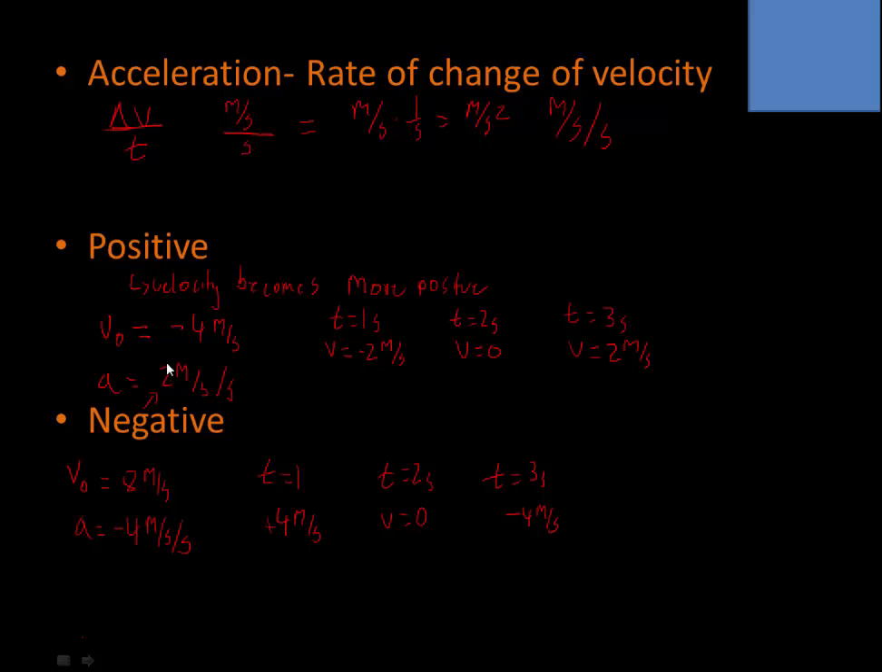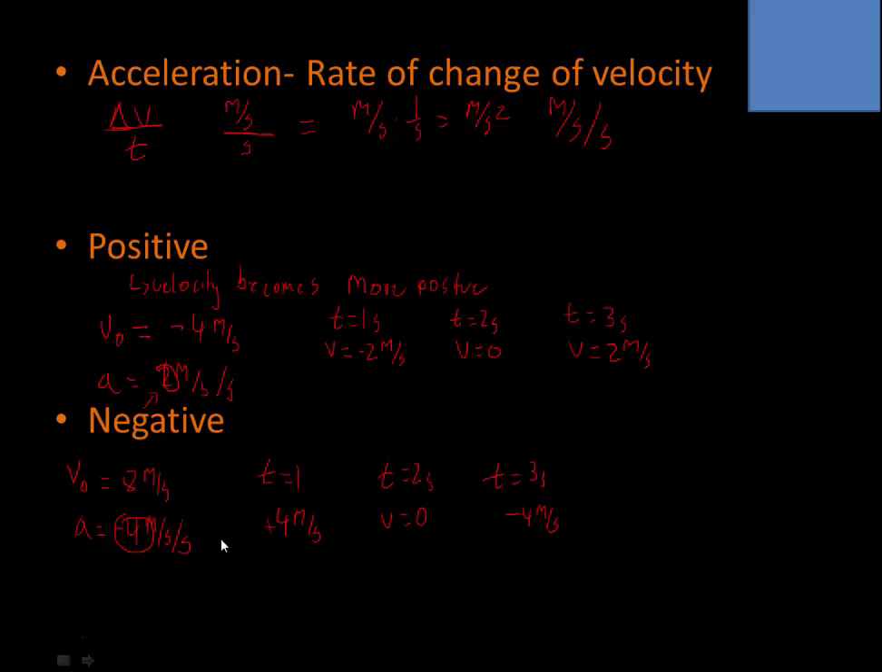Now, this is an acceleration of 2 meters per second. This was an acceleration of negative 4 meters per second. The magnitude tells me how quick that acceleration is. Here it took 3 seconds to change my velocity by 6 meters per second. Here it took 3 seconds and I changed my velocity by 12 meters per second, from 8 meters per second all the way to negative 4.